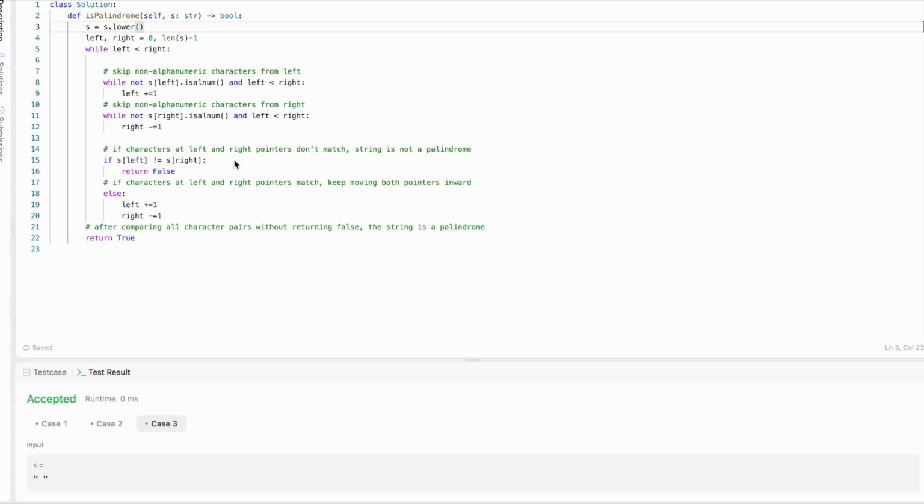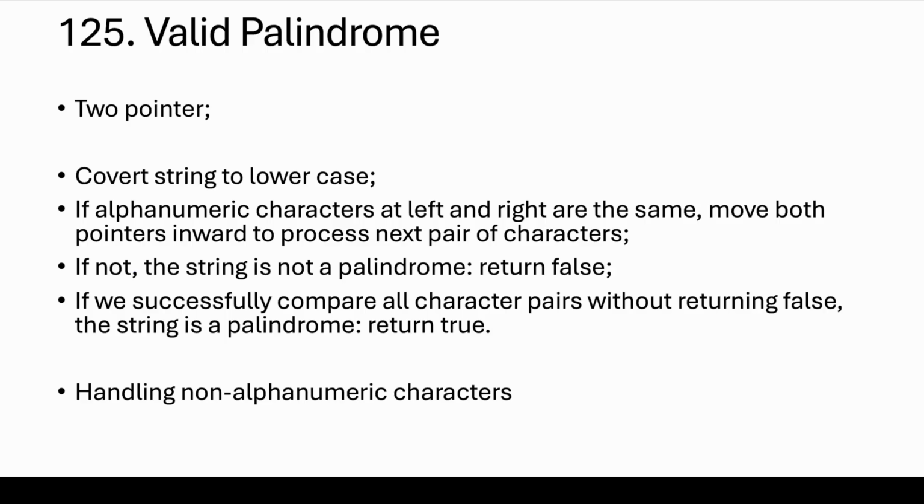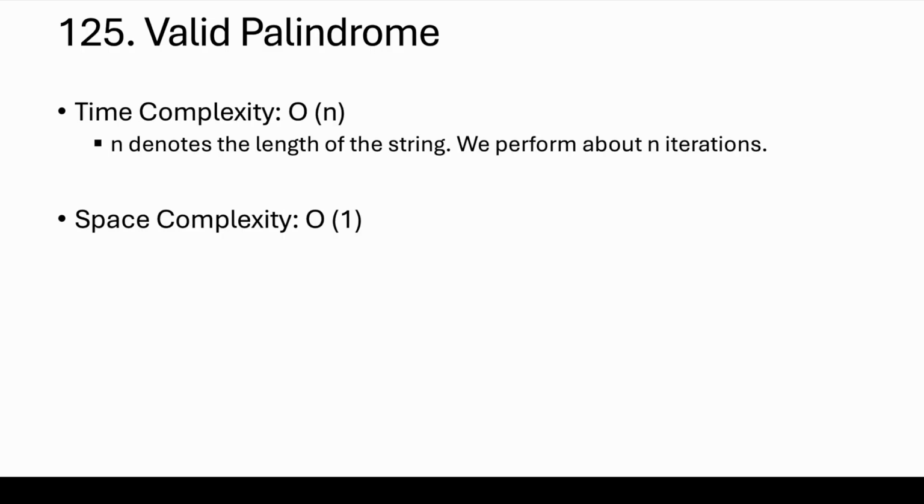If characters at left and right pointers don't match, string is not a palindrome, then we need to return false. If characters at left and right pointers match, then we need to keep moving both pointers inward. After comparing all character pairs without returning false, the string is a palindrome. Then we should return true. This is a summary of how we solve the problem. Time complexity is O of n, space complexity is O of 1.